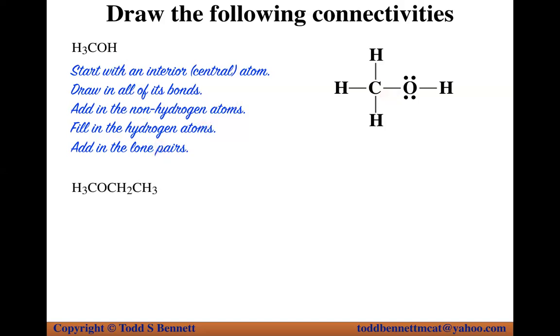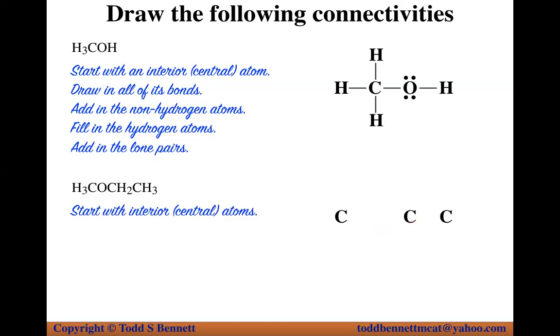So this one's a little more complicated. Again, I'm going to read from left to right. So 3 H's on a carbon connected to an O, connected to a carbon with 2 H's, which is then connected to a carbon with 3 H's. So let's draw our central atoms. In this case, it's going to be the 3 carbons. So I've left the space, I've put C, C, and C with room for the O that's in the middle there.